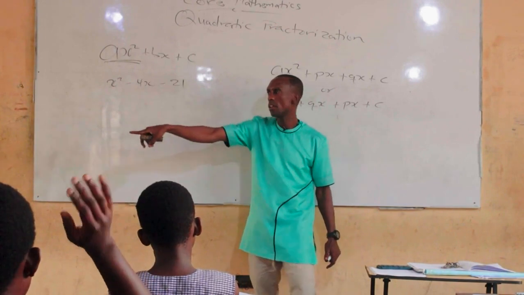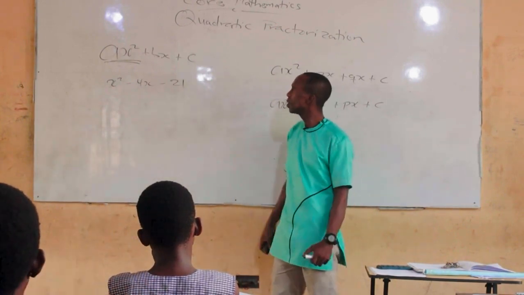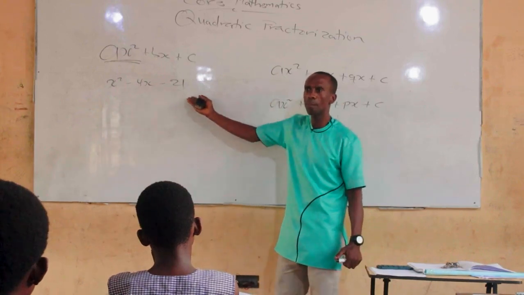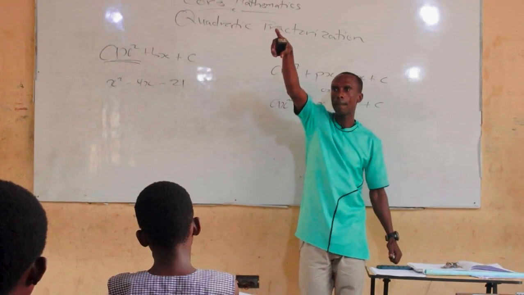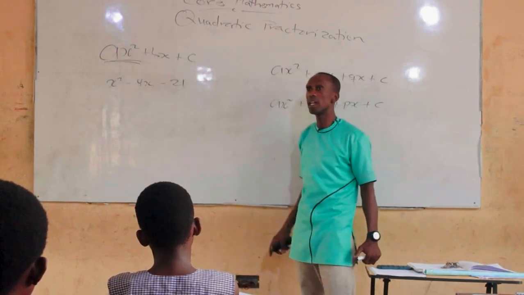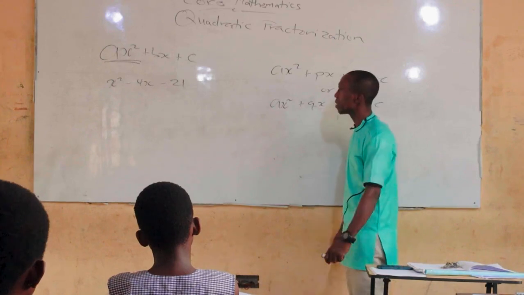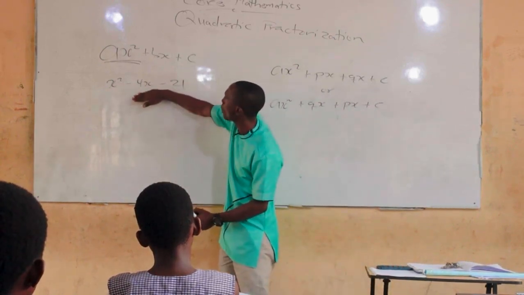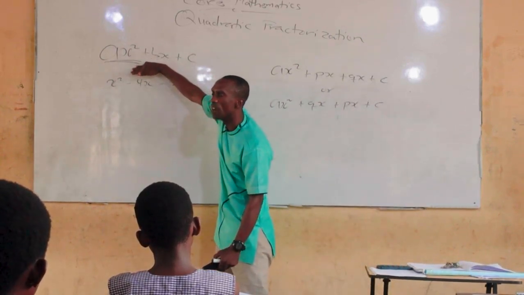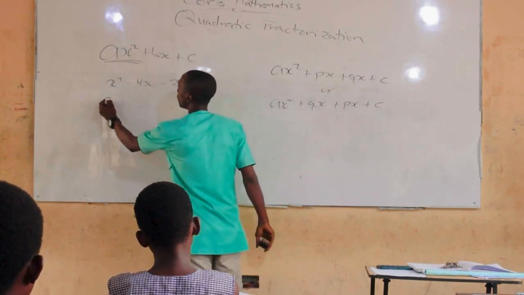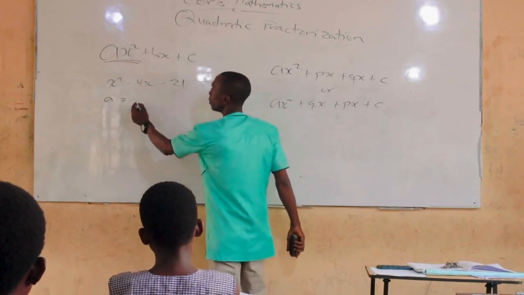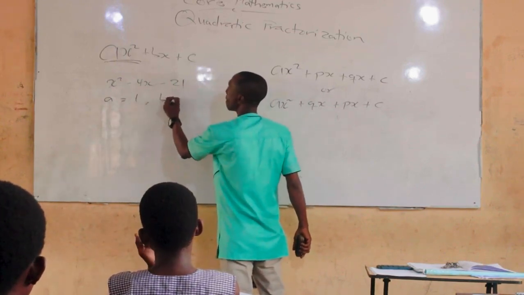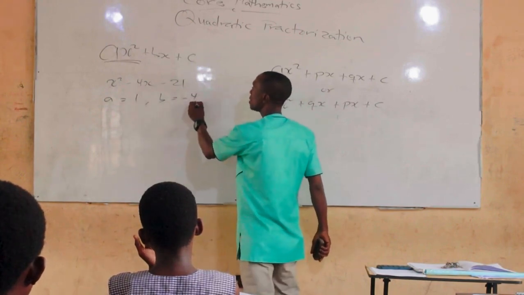Yes, Ivana? Negative 4. And then the constant term? You? Negative 21. So when we compare this to our general equation, our A is what? A will be what? All of you? 1. B will be? And C will be?